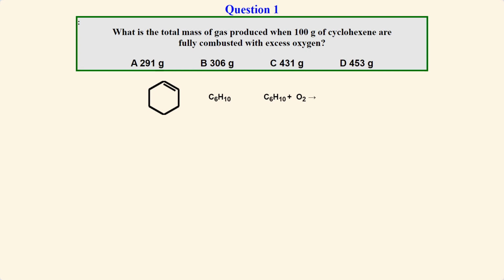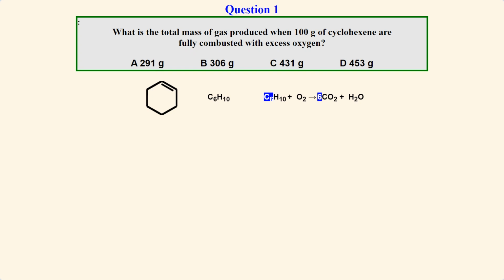Now, when we combust any hydrocarbon, as long as we've got sufficient oxygen, and it says we've got excess oxygen here, then we get carbon dioxide and steam, obviously water, H2O. So now we need to balance the equation. So on the left hand side here we have 6 carbon atoms. So we need to have 6 carbon atoms on the right hand side, and to achieve that we need to put a 6 in front of the CO2. So we've now got 6 carbon atoms on the right.